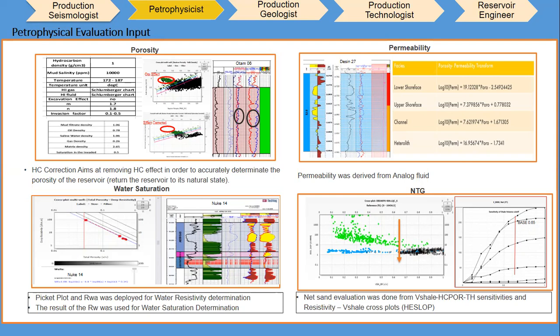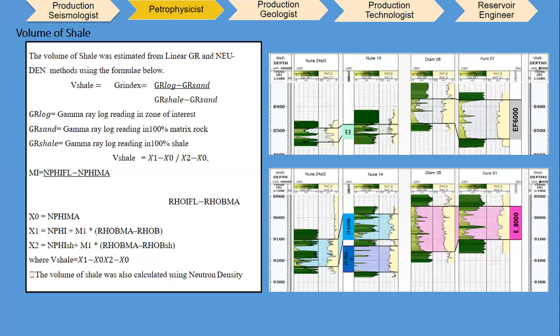The net to gross was done with the heads-up and also resistivity versus visual plot. That's the sensitivity plot. This is the visual result. Like I said, more channels at the Autumn sections and shelly sands at the Nuke section.